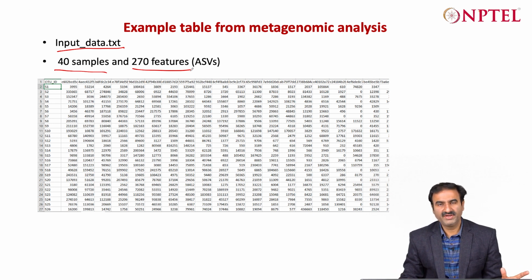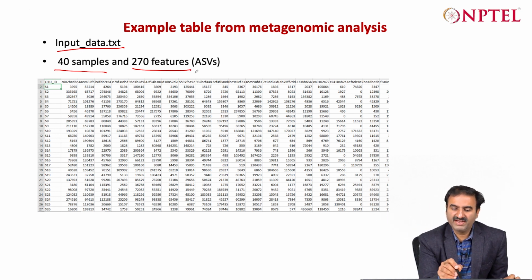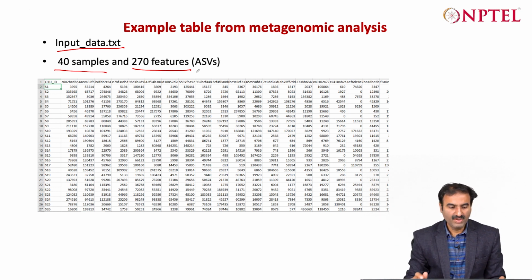So basically what we do here is we cluster the sequences together. It could be any hypervariable region of 16S ribosomal RNA, which is used in the taxonomic analysis of metagenomes. After that we identify the clusters and name them as a single ASV. So if I say 270 ASVs, that means about 270 species or species level clusters have been made for the various samples.